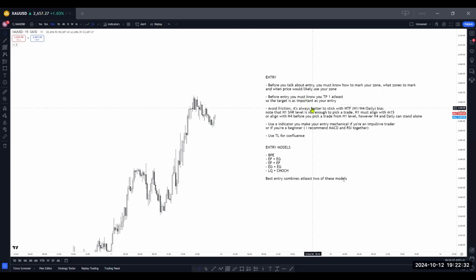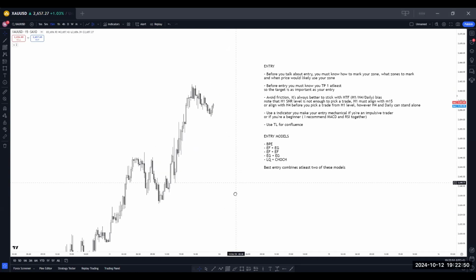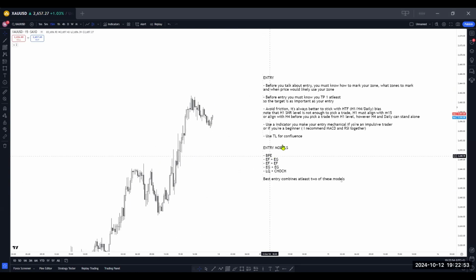All right, so some of the main things you need to consider before we talk about entries at all is, once you talk about entries, you must be able to know how to mark your zones, right? Marking your zones is very, very important. If you're not conversant with how to mark zones, you're going to be making a lot of mistakes. And for entry, you must always remember that time and price is very, very fractal.